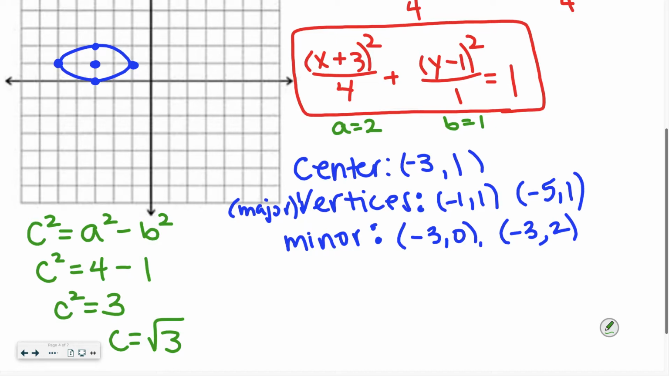Okay, well, radical 3 is really not a nice number to graph, right? But we know that radical 3 is bigger than 1, but it's not quite 2 because the square root of 4 would be 2. So the square root of 3 is a little bit smaller than 2. So from our center, we're going to go almost 2 away for our foci. And since we moved horizontally, we changed the x-coordinate. So I'm going to write our foci as negative 3 plus or minus radical 3, comma 1.